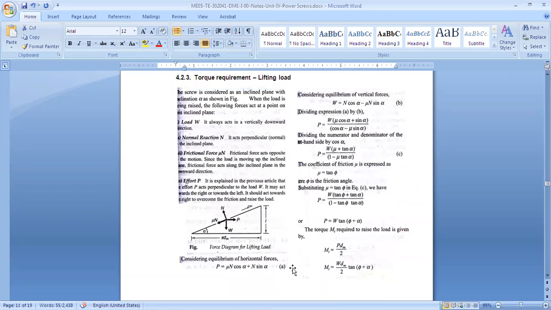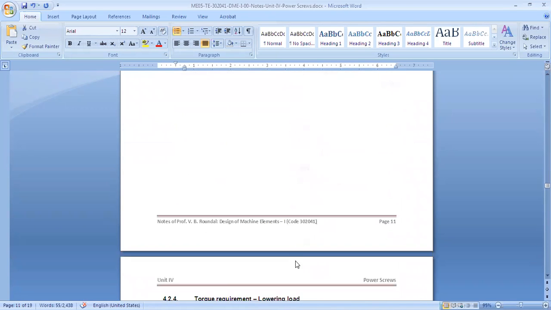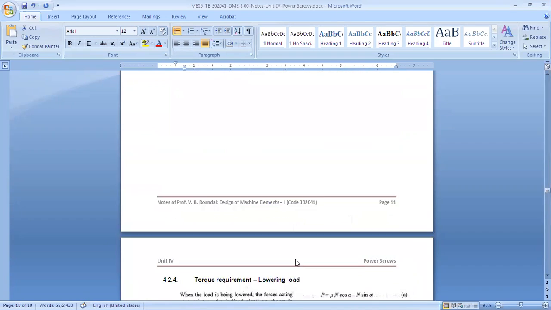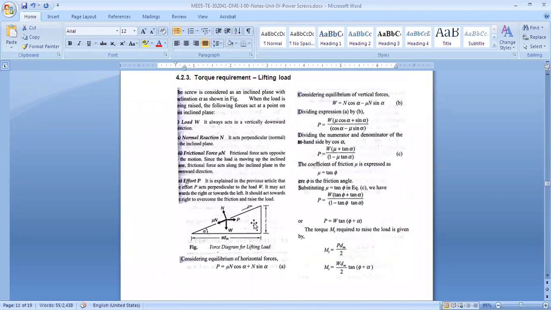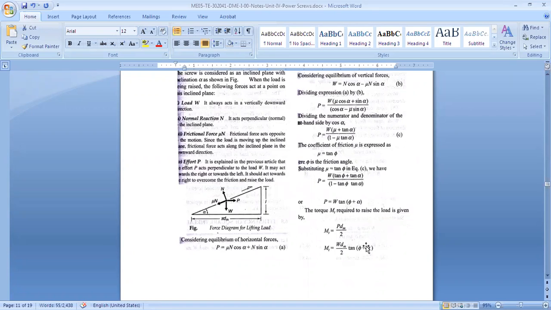And in the last lecture, we saw the torque required for lifting and lowering the load. This is the important concept: to raise a load, we are going against the friction and we are going against gravity. So obviously the torque for raising will be more, and we found that the torque required, MT, is equal to W into dm by 2 into tan (phi plus alpha). Just remember this, mark this equation. Torque required for raising the load is W into mean diameter by 2 into tan (phi plus alpha).